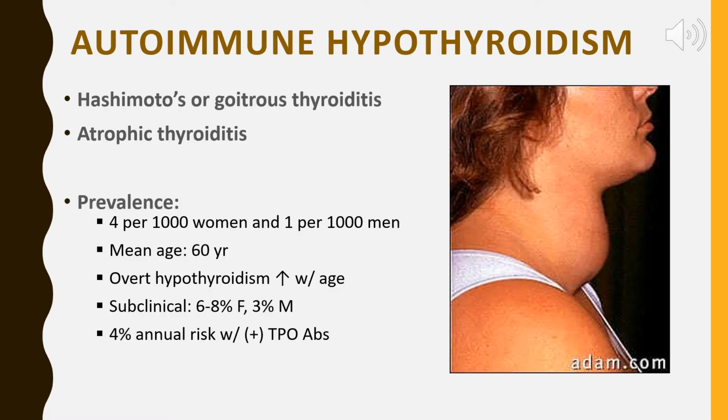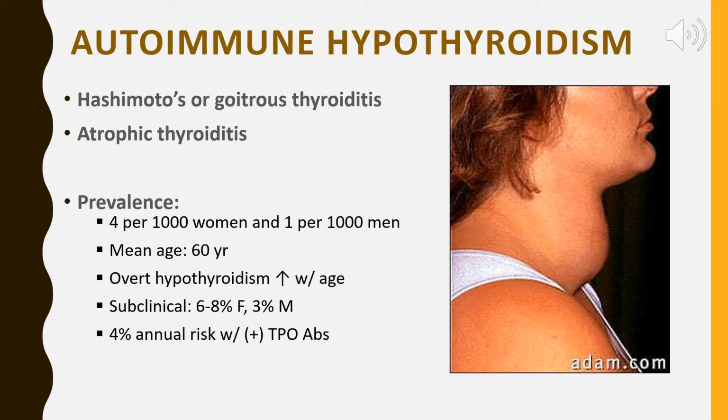Autoimmune hypothyroidism may be associated with a goiter, termed Hashimoto's or goitrous thyroiditis, or at the later stage atrophic thyroiditis. The mean annual incidence rate of autoimmune hypothyroidism is up to 4 per 1,000 women and 1 per 1,000 men. It is more common in certain populations, probably because of genetic factors and chronic exposure to high iodine diets such as the Japanese. The mean age at diagnosis is 60 years, and the prevalence of overt hypothyroidism increases with age.